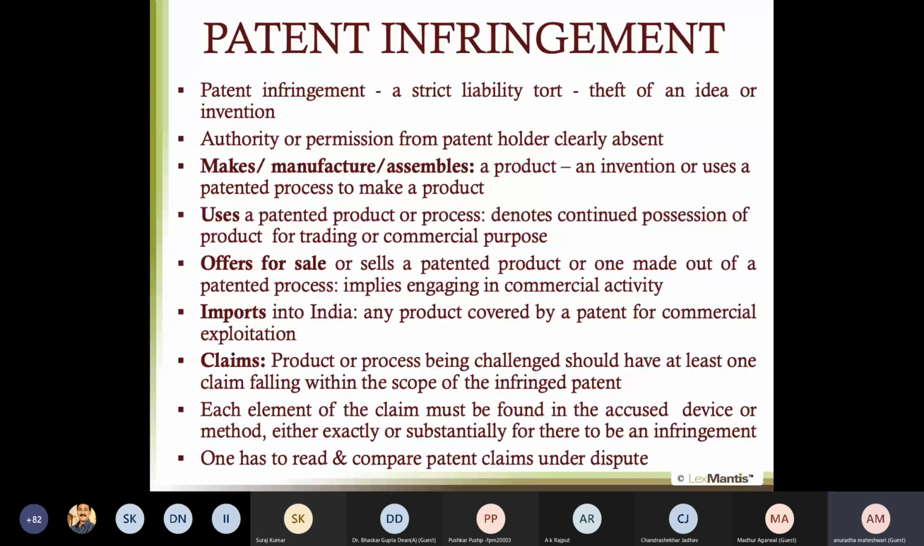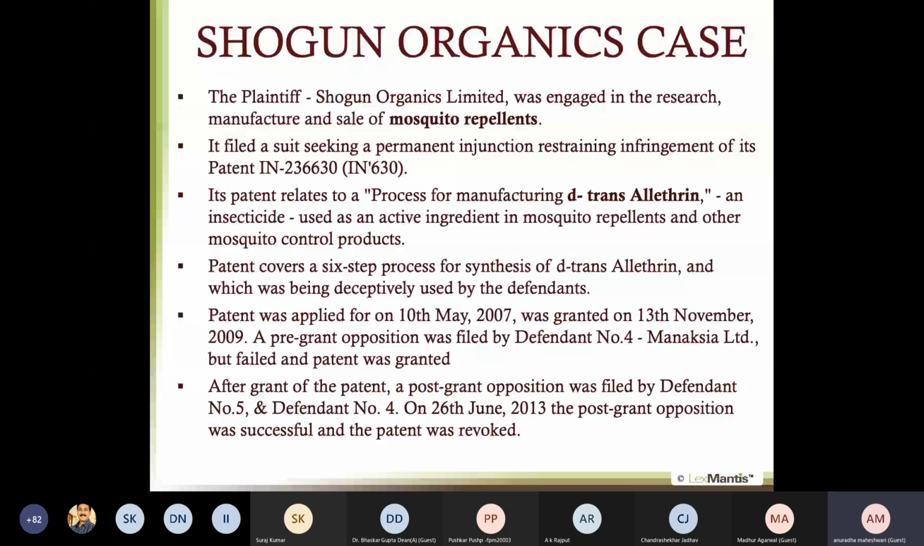Now, when we are doing infringement, two documents are compared, and it has to be proved that the infringer has taken from the original document. For this class, I have documented one very interesting case that I found. And this case is Shogun's Organics Limited versus Hari Guchait. This case was decided only in 2019.